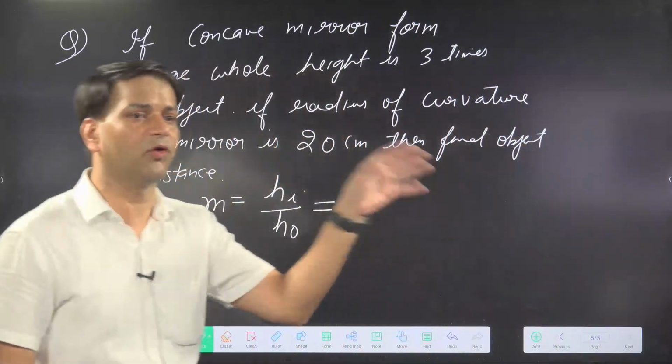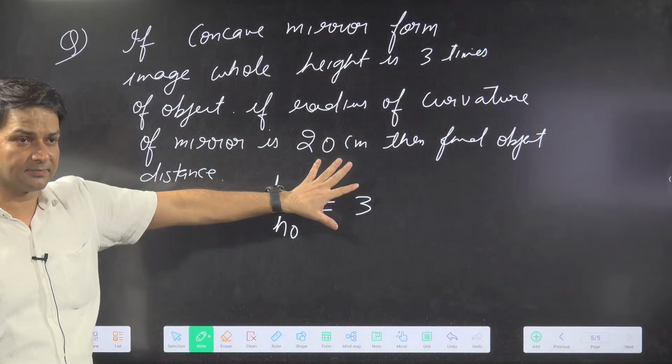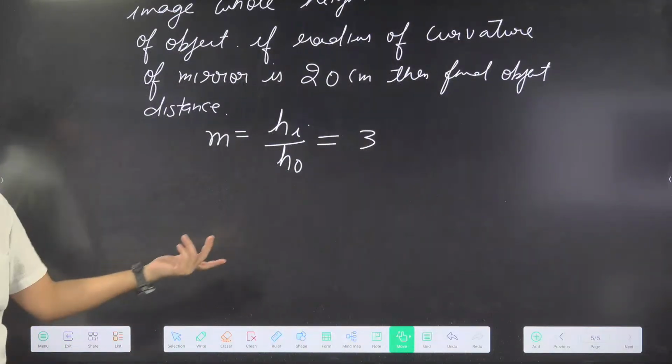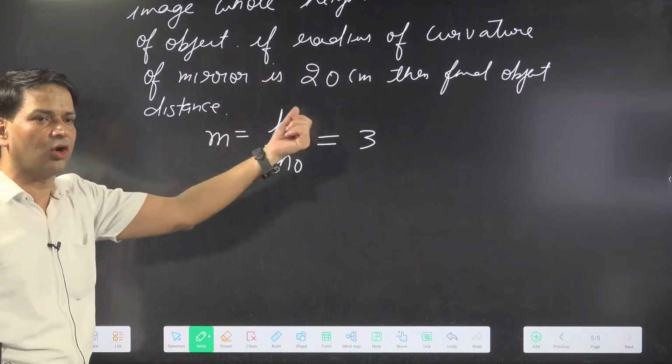The same will be applicable for a convex lens. Okay, so the magnitude of magnification we are getting is 3. Now both possibilities are there. Why? Magnification is more than 1, so the image may be either real or virtual.